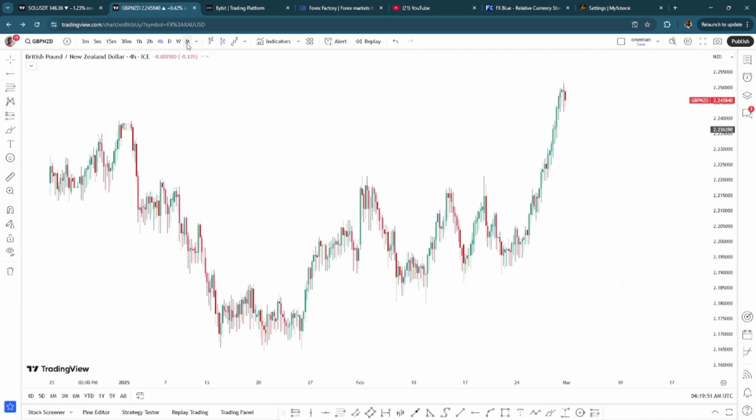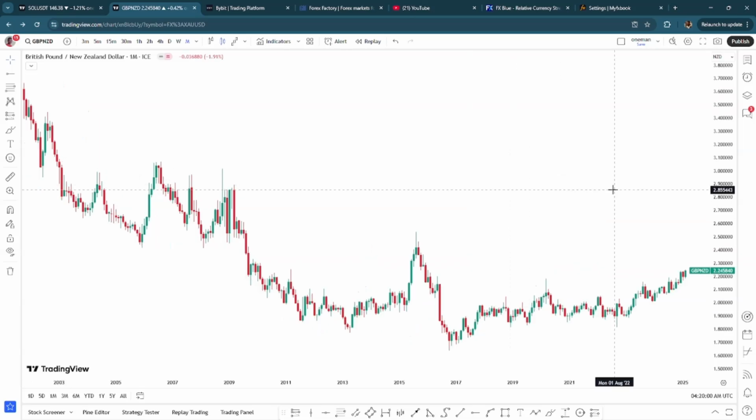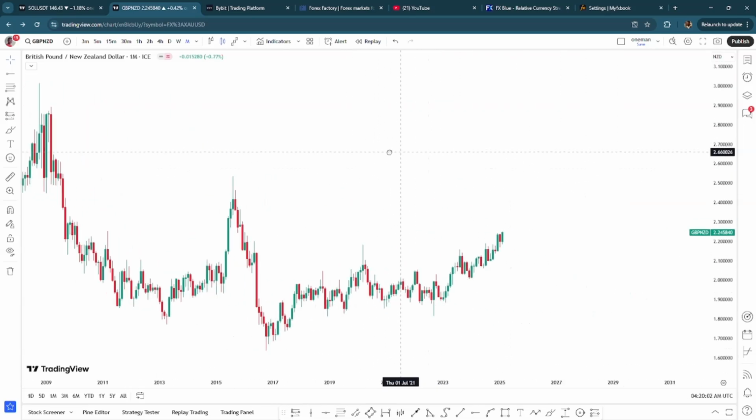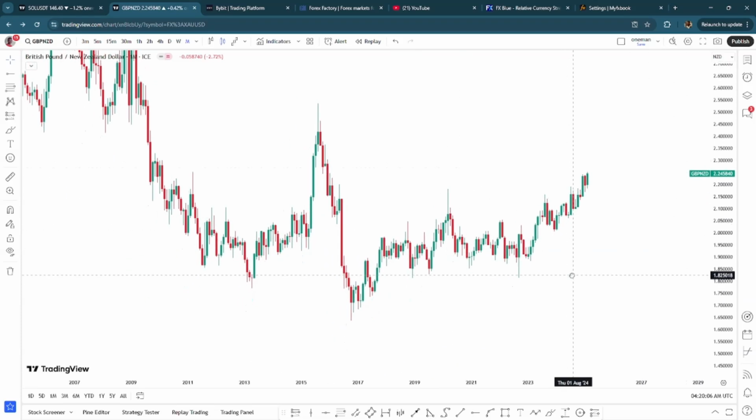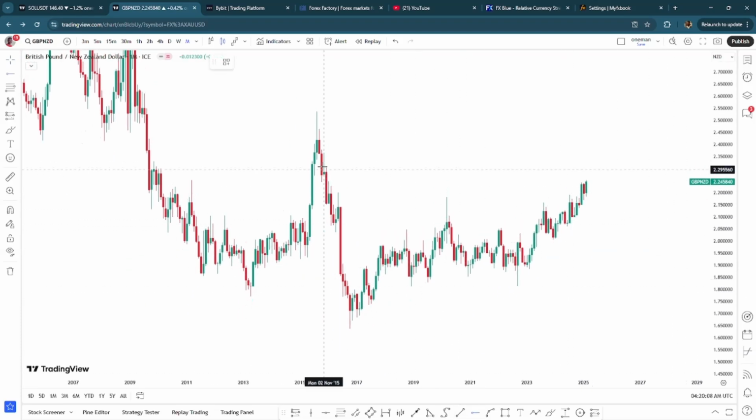Next pair is GBPNZD. Let's do the analysis starting from the monthly time frame. This pair has already been analyzed in our previous forecast to give us 3,000 pips. You can watch my previous videos on the analysis on GBPNZD. But today, let's quickly brush through to the 4-hour time frame and see where to pick the entry.